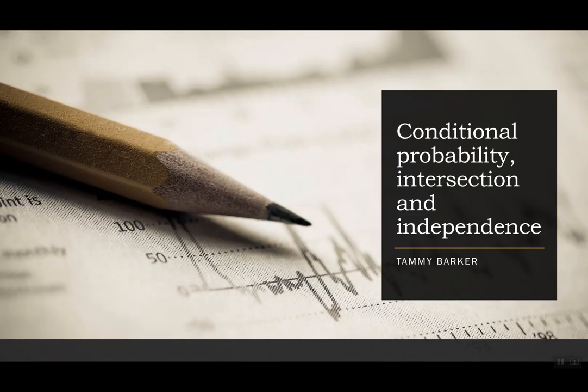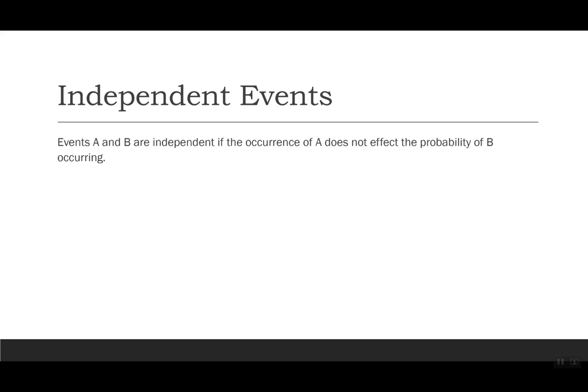Today we're going to talk about conditional probability, intersection, and independence. Events A and B are independent if the occurrence of A does not affect the probability of B occurring.